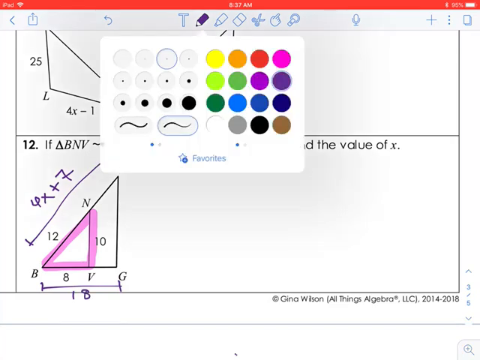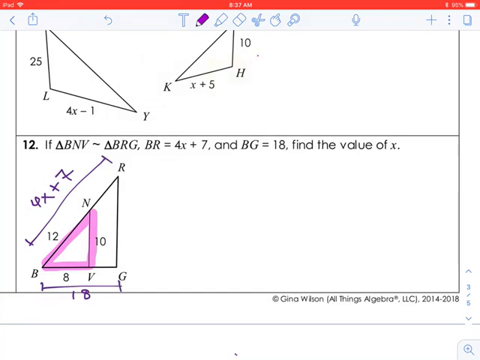Well, let's take a look at what we got. I've got BN is 12, and BN goes with BR. So I can go ahead and say the small over the big. So 12 over 4x plus 7 equals, and then what else do we have? BV. BV is 8. BV goes with BG, which is 18. So I've got it all set up. Now we can go ahead and solve for x once again.